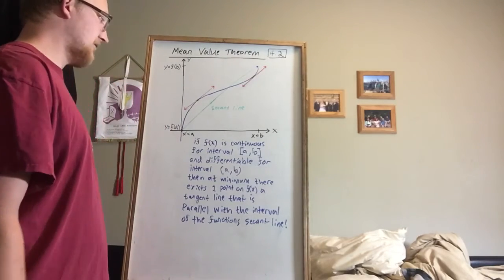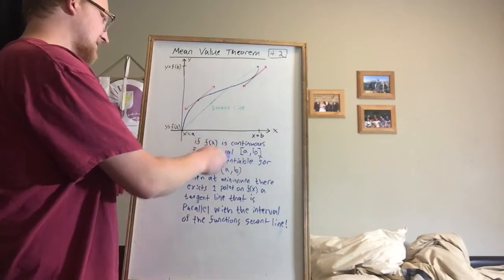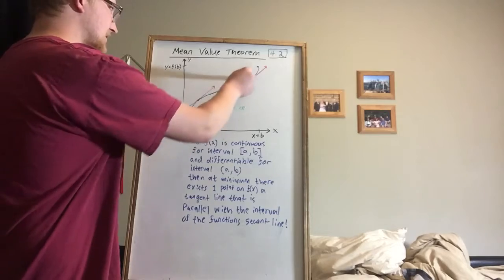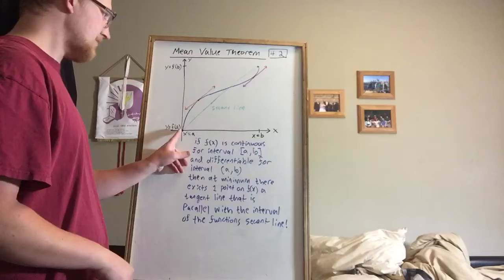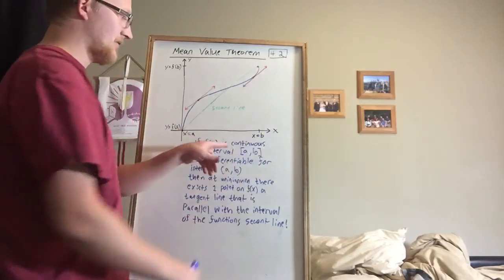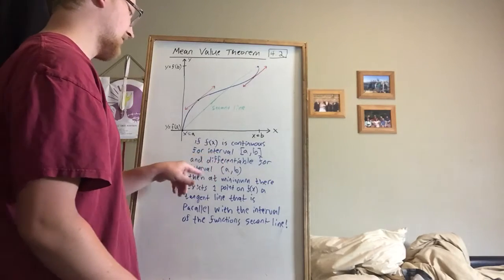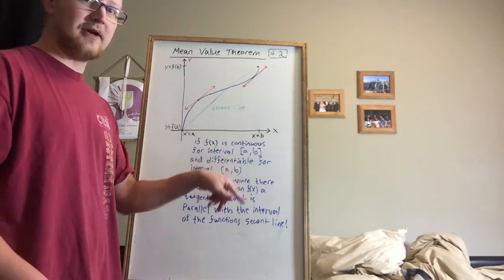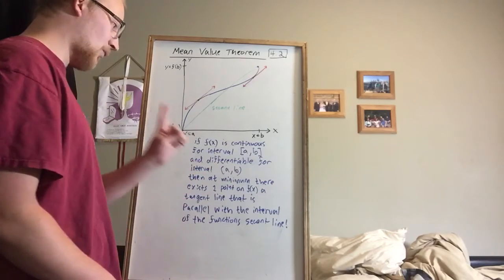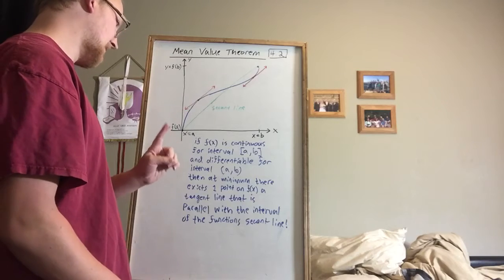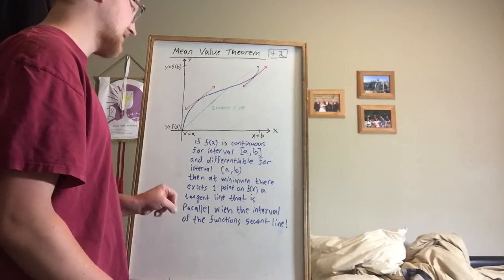So the mean value theorem, what it says in mathese language, is if f(x) is continuous, so that's the blue line I have here, on the interval a to b, here's my a, here's my b, and you'll notice that we're including a and b, and differentiable on the interval a to b, not including a and b. We'll talk about that in a second. Then at minimum, there exists one point on f(x) that has a tangent line that is parallel with the interval of the function's secant line.